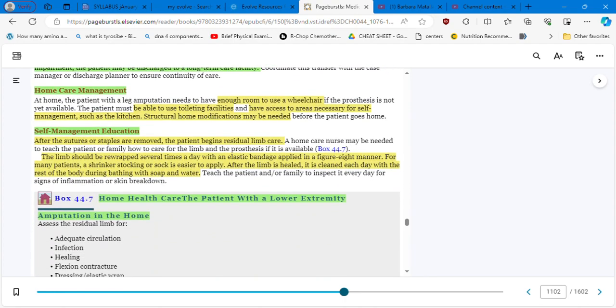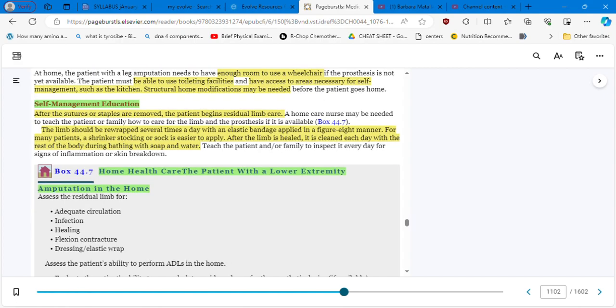Home care management, enough room. They need to check if there is enough room to use a wheelchair, be able to use toileting facilities, and have access to areas necessary for self-management, such as the kitchen. Structural home modifications may be needed. Self-management education. After the sutures or staples are removed, the patient begins residual limb care.